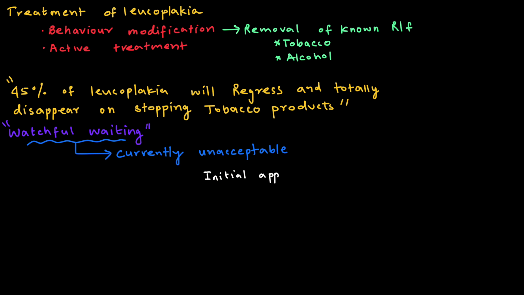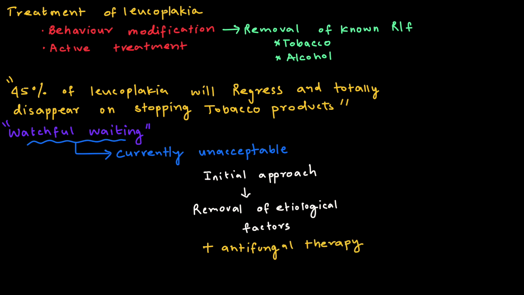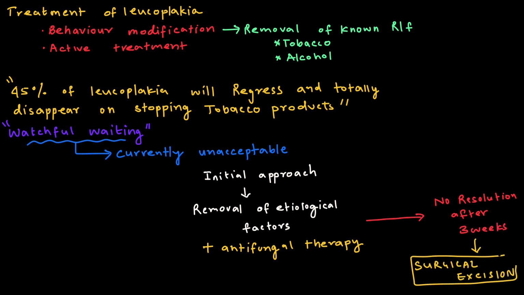Thus, a reasonable initial approach to the management of leukoplakias is the removal of etiological factors coupled with simultaneous antifungal therapy. If this does not produce good results within 3 weeks, surgical excision and histopathological examination of the whole specimen seems to be the most rational next step.